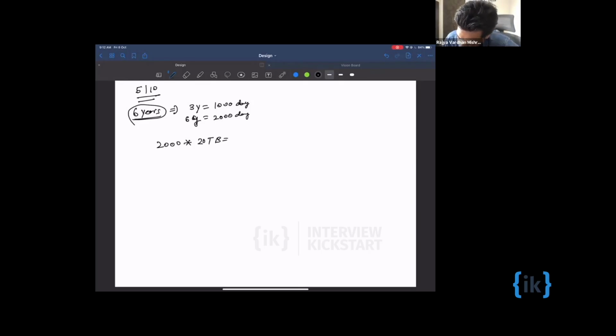And again, we can do a very quick calculation here. We can see three zeros here, right? So these three zeros, when they add up to terabyte, it becomes a petabyte. And then 20 times 2 is 40. So that means it's 40 petabyte.